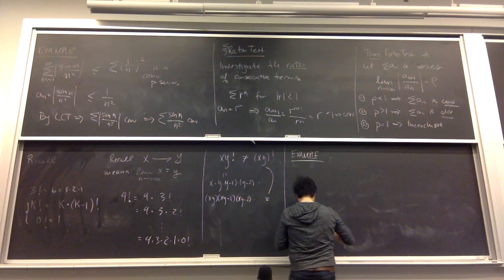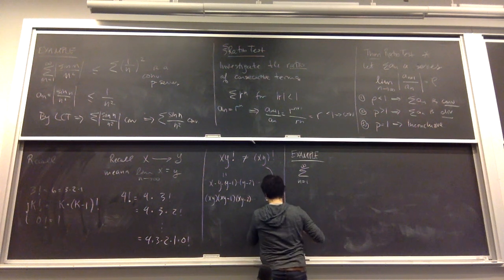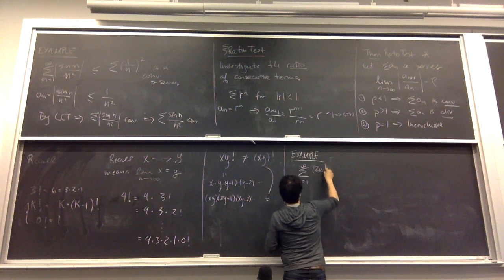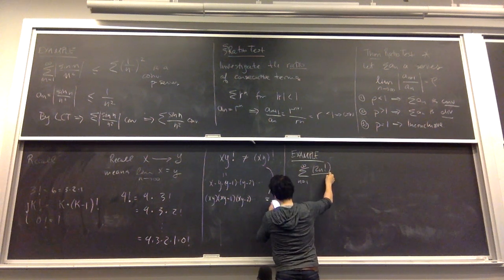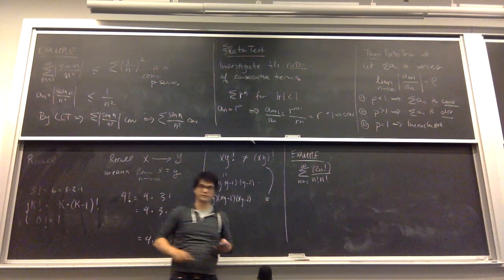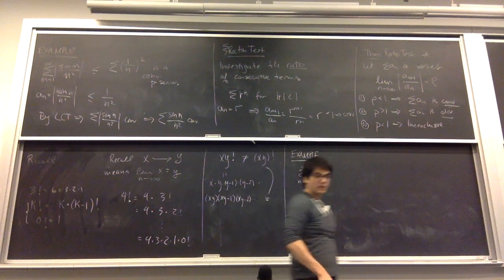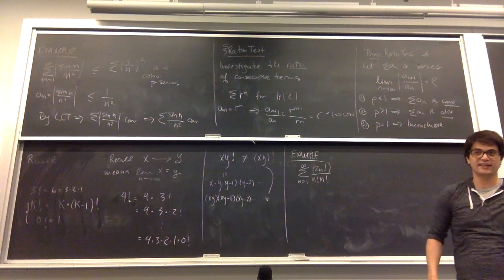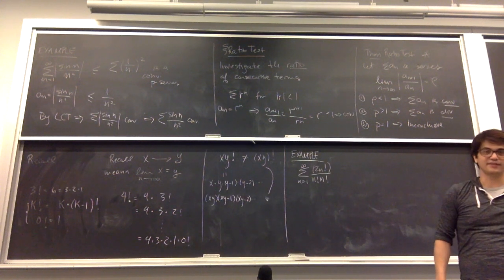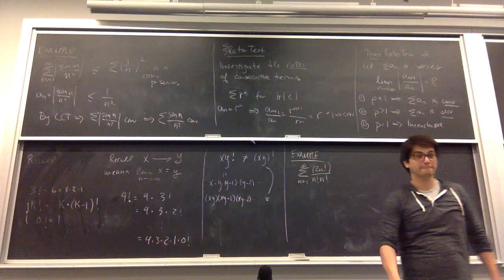Consider this sum, n equals 1 to infinity of 2n factorial over n factorial n factorial. I want you to compute the first 3 partial sums of this, just so you can work it out.